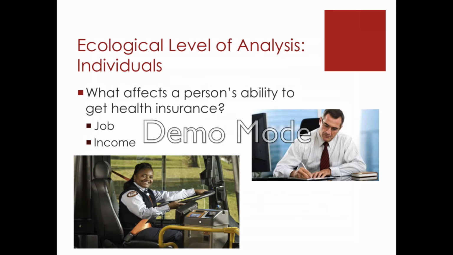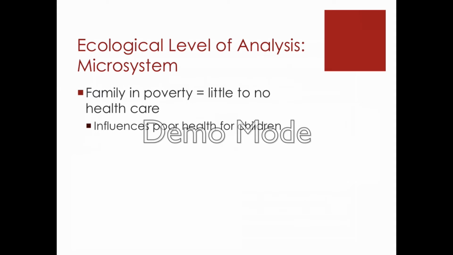So then, to focus on the ecological levels of analysis, for the individual, the main focus here is what affects a person's ability to get health insurance, and as said before, it's job and income. A person's job determines whether or not they could receive full benefits from their job, full benefits also including health insurance. However, if they cannot receive health insurance, then their income will influence whether or not they can receive government aid. And if they cannot receive government aid, then they would have to determine whether or not they are making enough money to afford private health care, or they would have to figure it out from there.